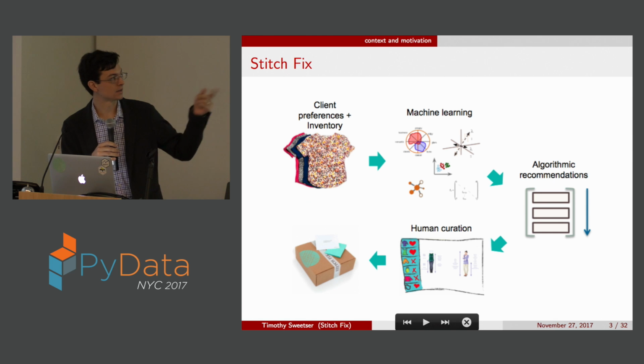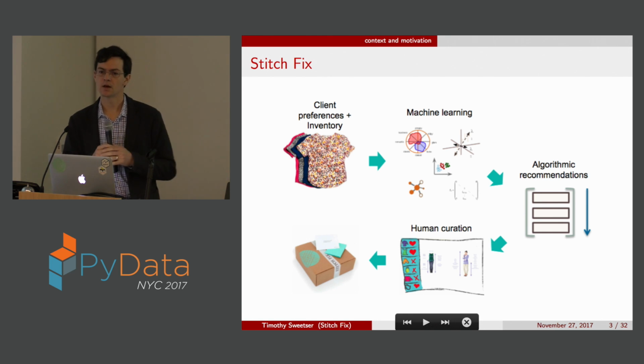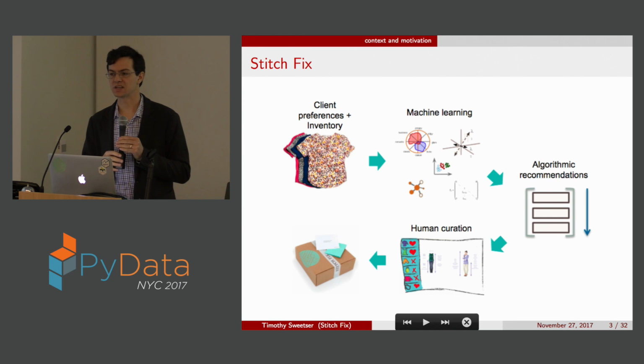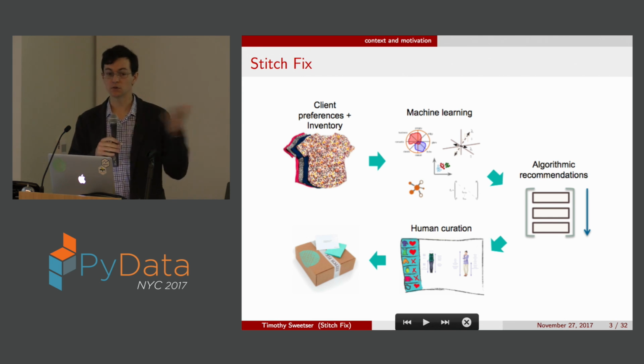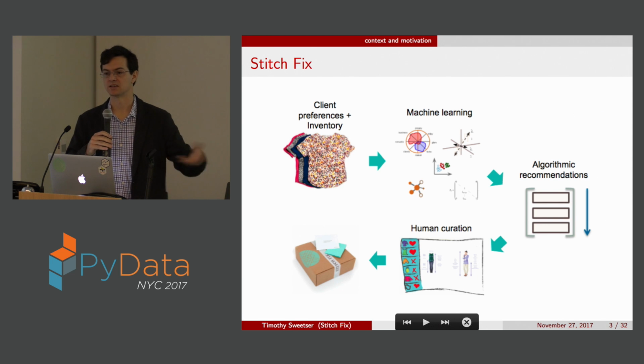So the part that I work on is what I am calling algorithmic recommendations here. So for the purposes of this talk, it's a pretty standard recommender system kind of application where we have users who see certain items and provide some kind of explicit feedback on those items.